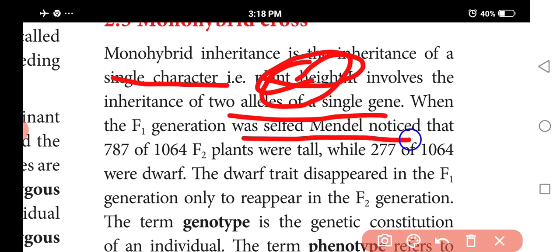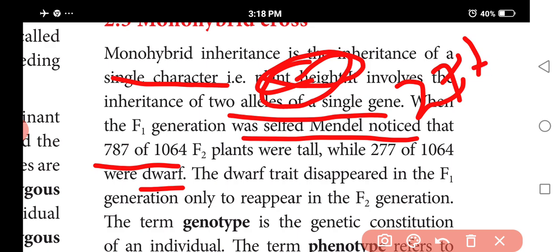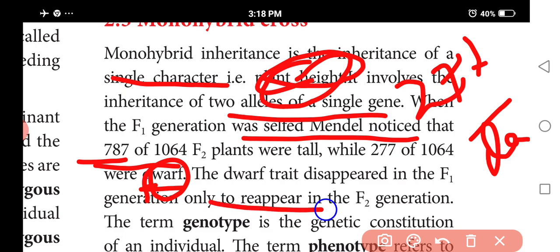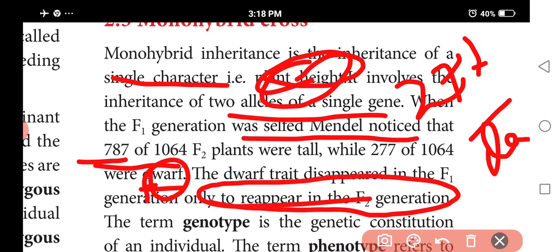When the F1 generation is selfed, notice that of 1064 F2 plants, 787 were tall and 277 were dwarf plants. So the dwarf trait disappeared in the F1 generation. Why? Because the tall trait is dominant and it appears in the F1 generation. So the recessive trait disappears in the F1 generation and reappears only in the F2 generation. The dwarf plants reappear.